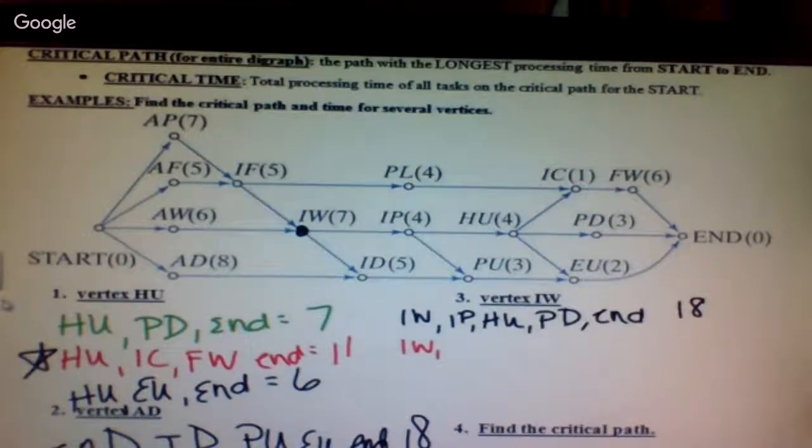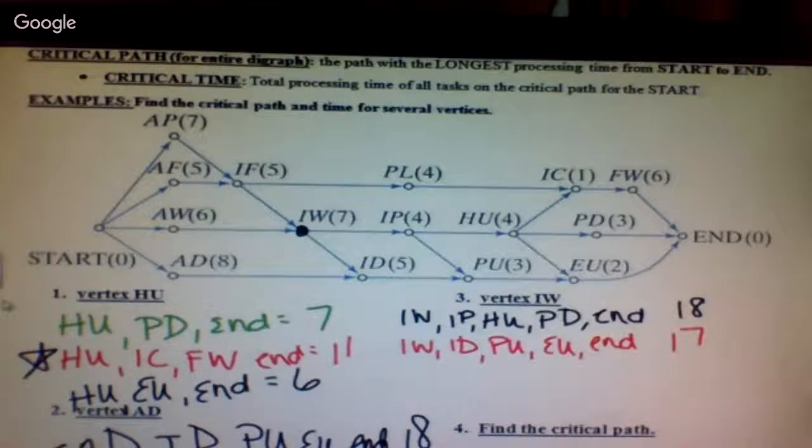IW, ID, ID, PU. PU, EU, N. So that's 7 and 5, which is 12, 15, 17 for that one. 17. Okay, 17 for that one.